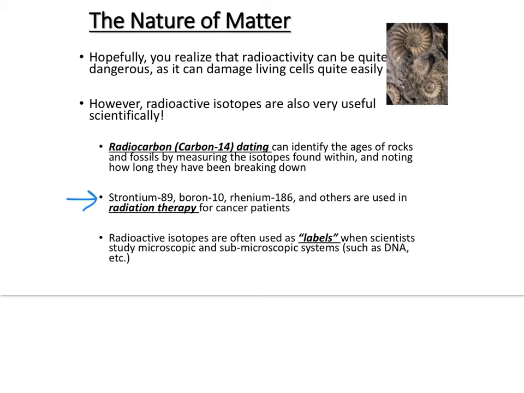Now, we can also label things in research science using radioactive isotopes. So this is a little deeper than I'm worried about you guys understanding, but basically we can stick a radioactive element into something or onto something, and it might allow us to see that something better in our lab. We'll talk about examples of that later this year also.